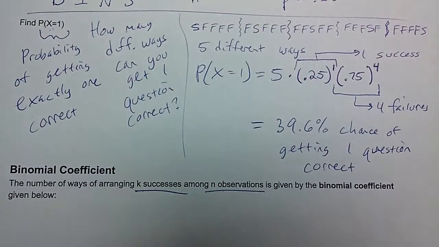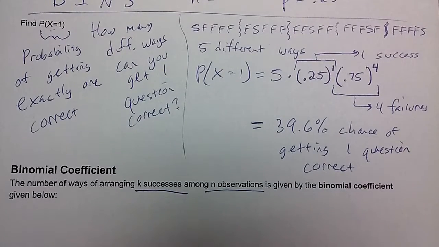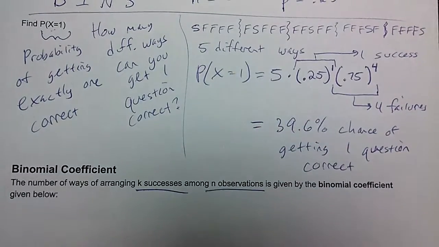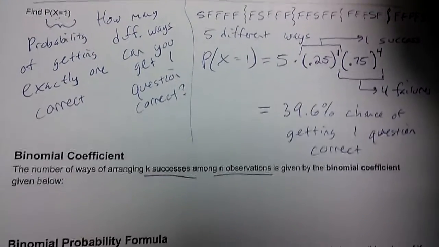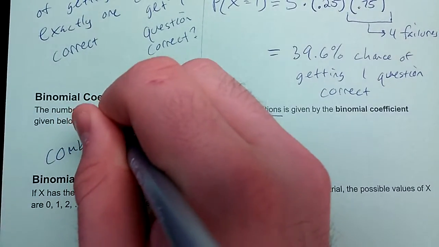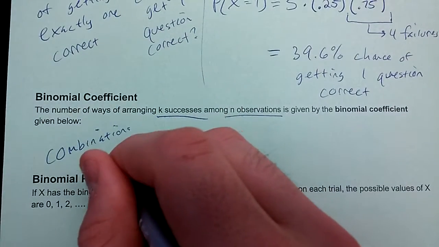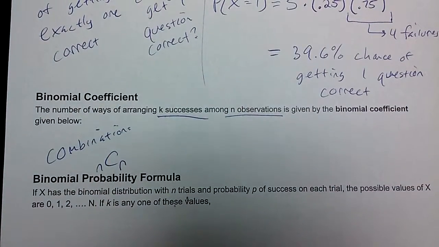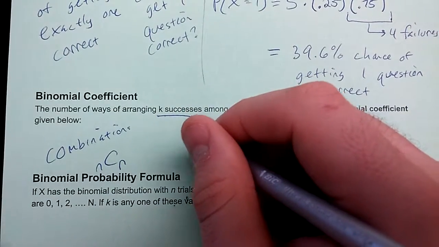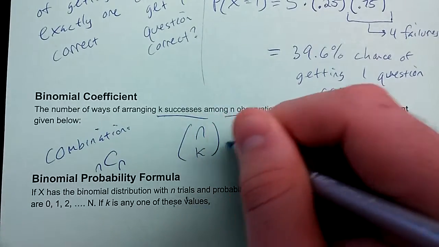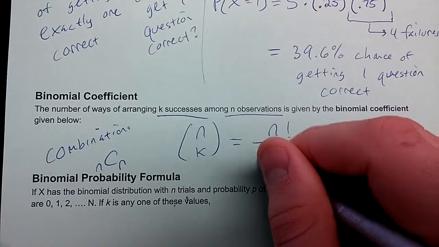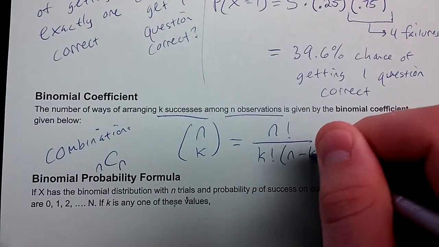Now, if you have a large n, like 100, and you want to arrange 30 successes, this is going to take you all afternoon. So we outsource that job to what's called combinations. And you've learned about this in Algebra 2 a little bit. It's the number of ways, also looks like this in the calculator, nCr. It's the number of ways to arrange k from n. It looks like this, n choose k. It's not a fraction, it's written with parentheses. The formula is n factorial over k factorial times n minus k factorial.